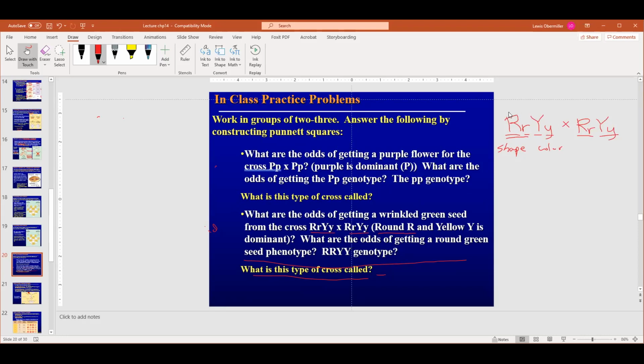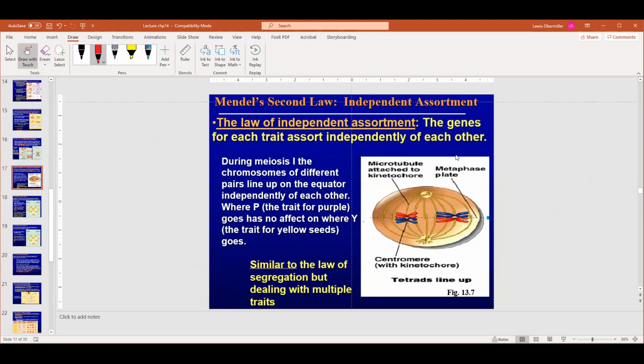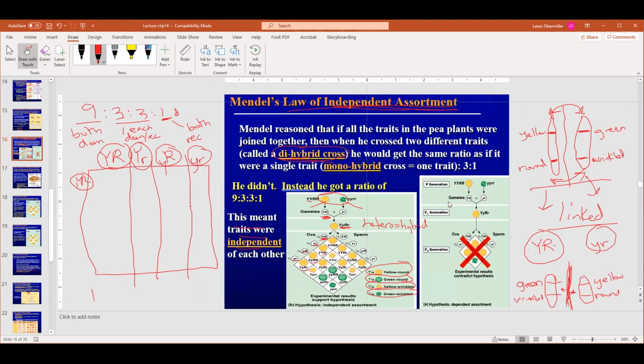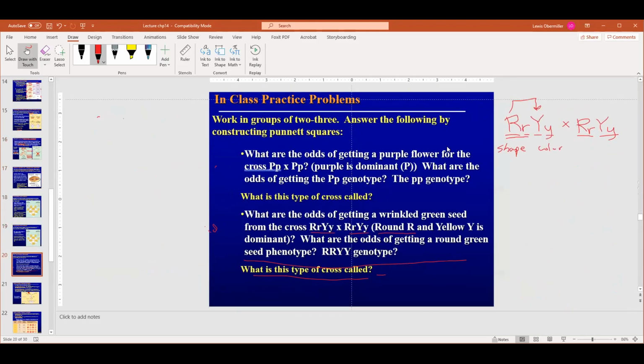Now, there's lots of combinations here because of independent assortment. Remember, it can line up differently on the metaphase plate. We could have mom's on one side and dad's on the other, and they could flip on this plate, so we can get all those possible combinations, which I went over on slide 16. So if you want to review that, you can. But I'm just going to tell you that let's say we pass on a big R, then we could also pass on a big Y, or we could pass on a little r and a big Y.